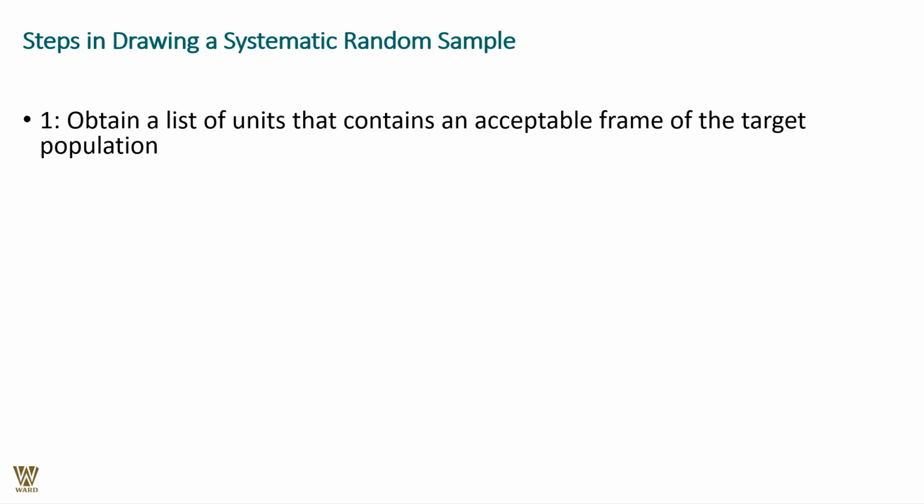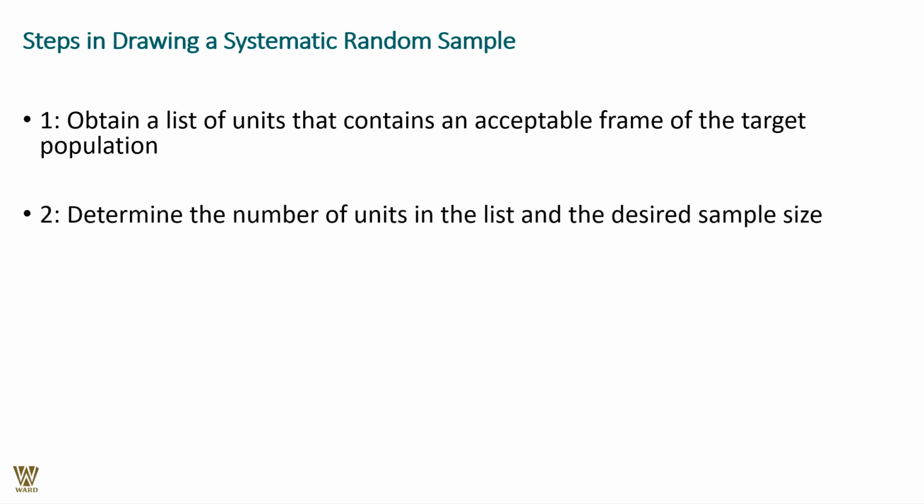First, obtain the list of units that contain the acceptable frame of the target population. Did I say the country called United States of America as a target population? So understand the target population, determine the units. Are we looking at demographics? Are we looking at gender? Are we looking at anything that is specified altogether?